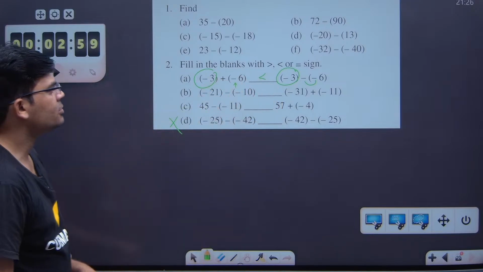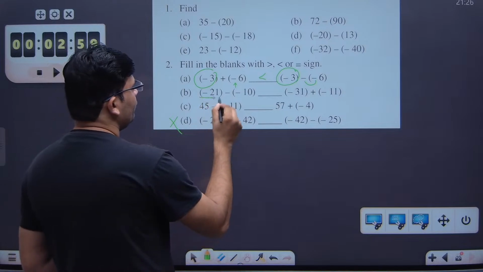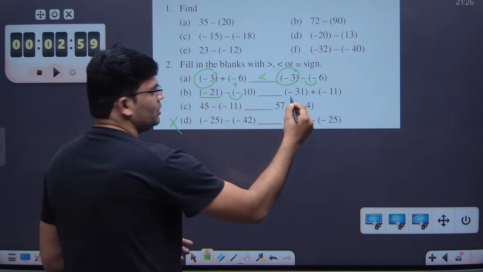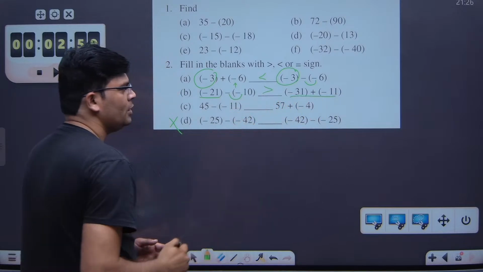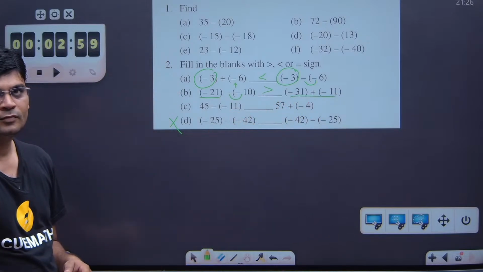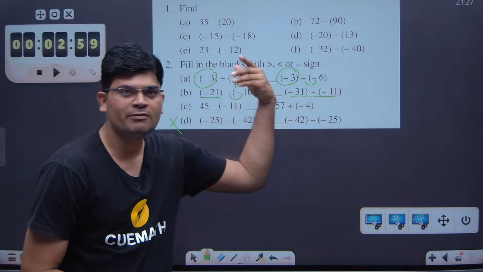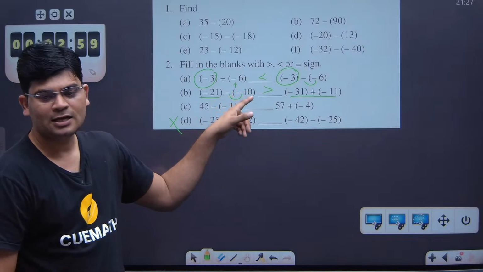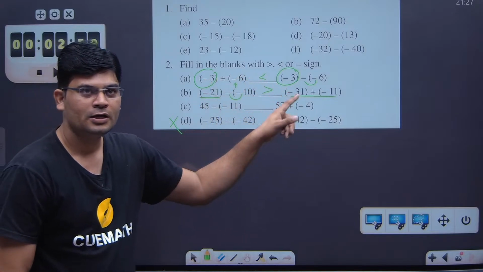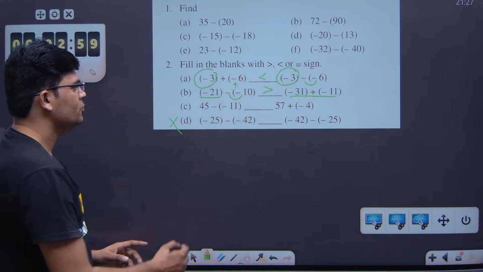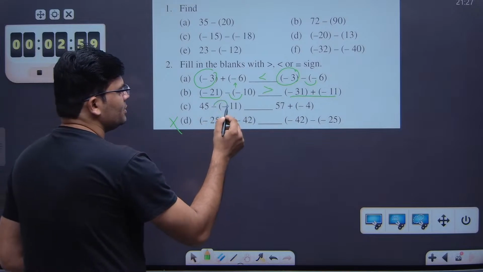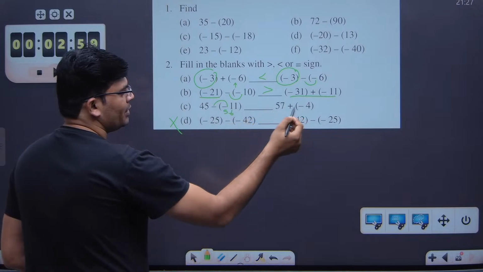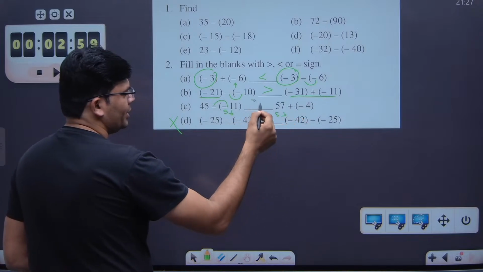In the second case also, I saw negative 21, then these two will form the positive part. Here both the numbers are negative, so this is going to be positive. Both the numbers are negative, which means they will become more negative. Here I am just adding something, so that means it is going to be greater than this. So here also if I add them, they are going to be 56. 57 minus 4 is 53. So this is greater.